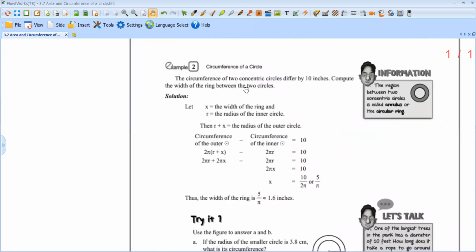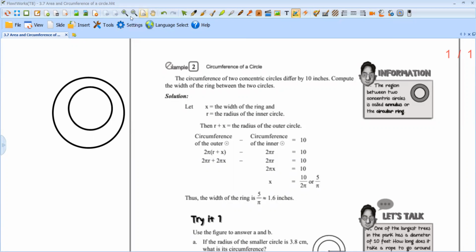The circumferences of two concentric circles differ by 10 inches. Compute the width of the ring between the two circles. Okay. So again, the circumferences of two concentric circles. Let us try to have two concentric circles. Let us move this a little bit here.